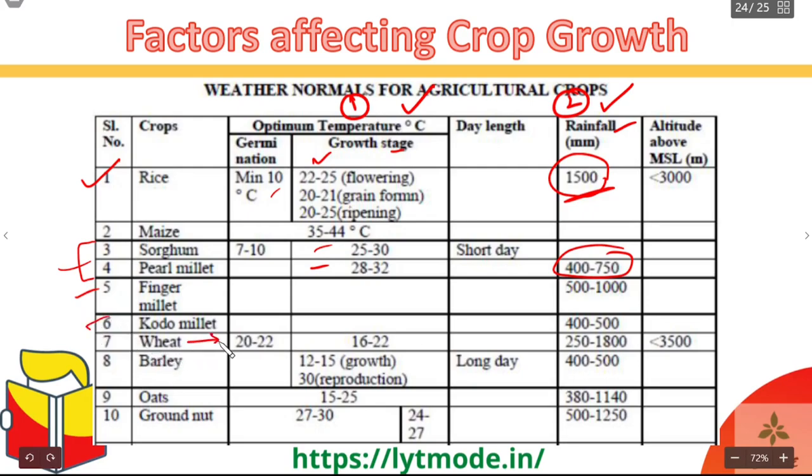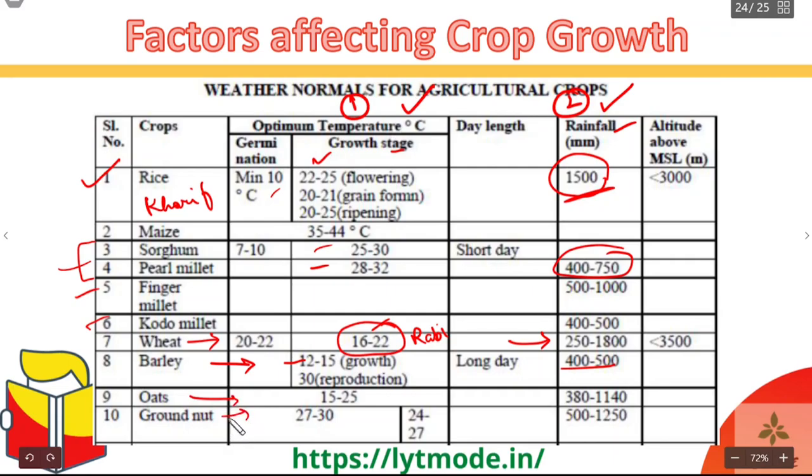Then wheat is basically a winter crop, so its temperature reduces as compared to rice, right? It's a rabi crop, and rice is a kharif crop. So again, because of rabi, its temperature becomes 16 to 22 degrees Celsius, and then the required rainfall is between 250 mm to 1800 mm. Then there is barley. Barley requires again much lesser rainfall, only 4 to 500 mm, and it's a rabi crop, so the temperature is 12 to 15 degrees Celsius for growth. And then there's oats and groundnut and so on.